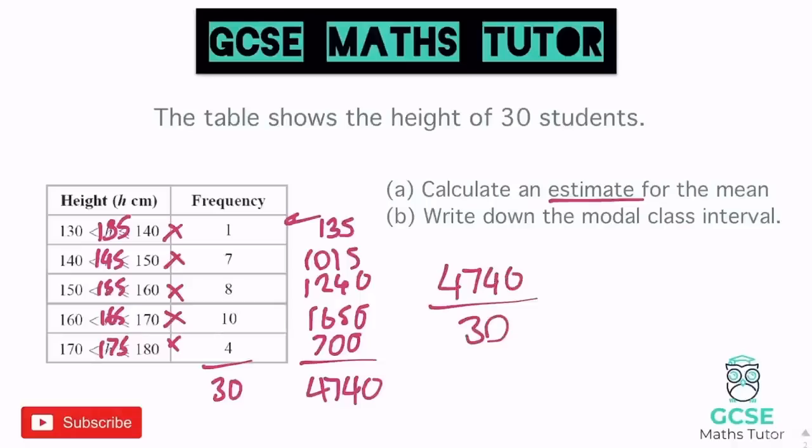will give us an estimate here for the mean, because again we have just guessed what their heights are using those midpoints, which gives us 158. And again that answer there has to fall in between this range here, which starts at 130 and ends down here at 180. So it has to fall in between, so 158 centimetres.